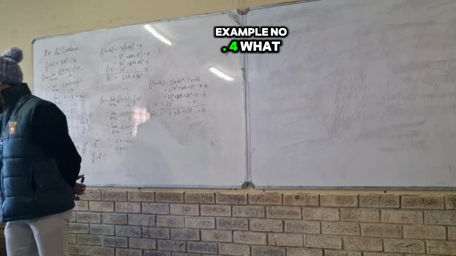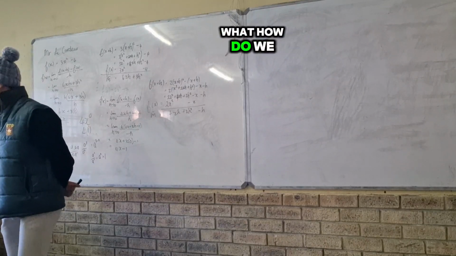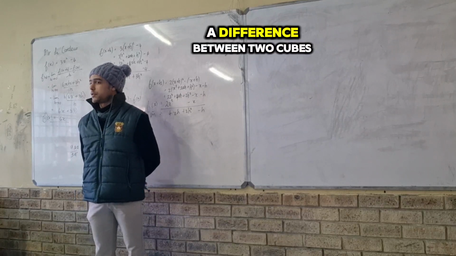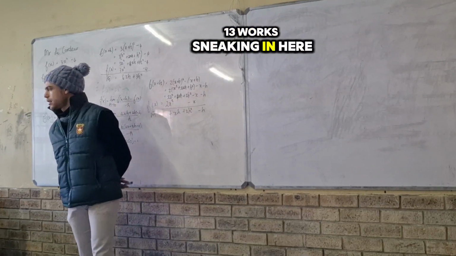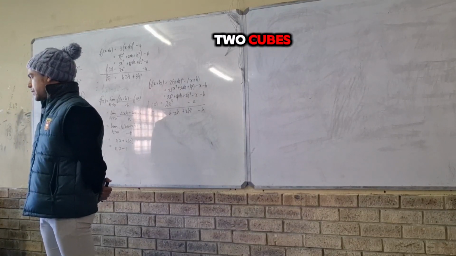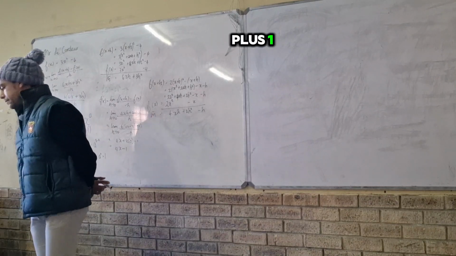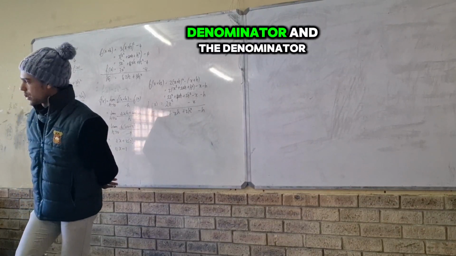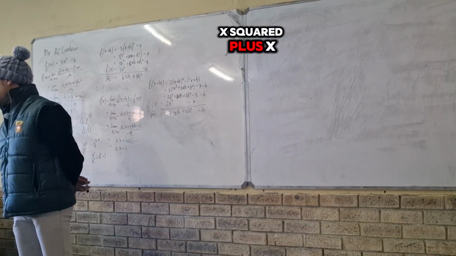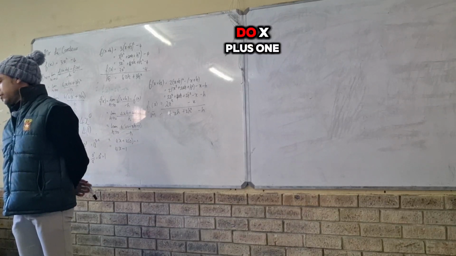Example number 4, what is the challenge then? It's the fraction. How do we simplify that? That is actually called a difference of 2 cubes. Grade 10 work sneaking in here, grade 12. We factorize that by using the difference of 2 cubes, and then we get x minus 1, x squared plus x plus 1. The 2 brackets are going to cancel out in the numerator and the denominator, and then our final answer is going to be x squared plus x plus 1 that we need to differentiate. So our answer to that is going to be 2x plus 1.